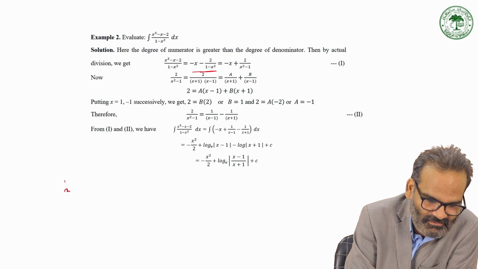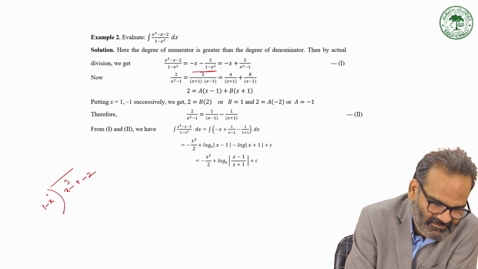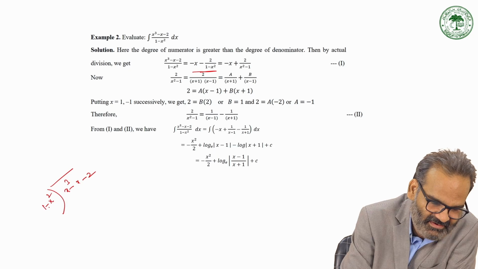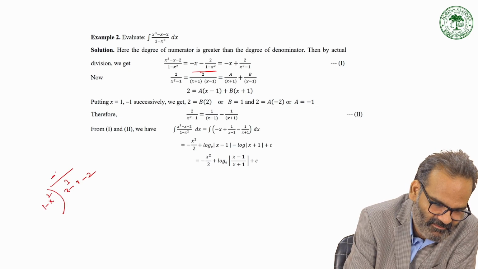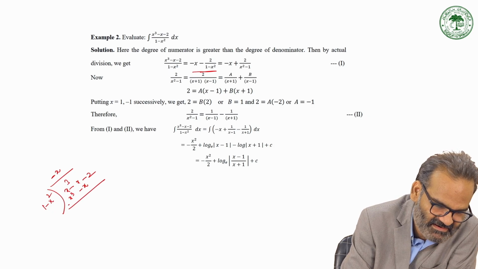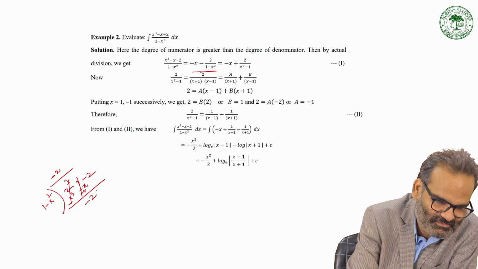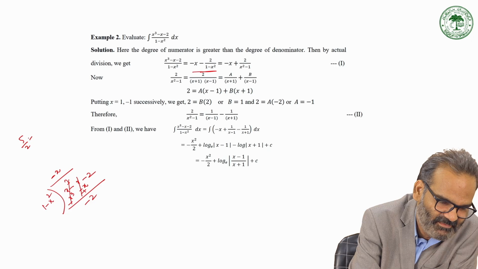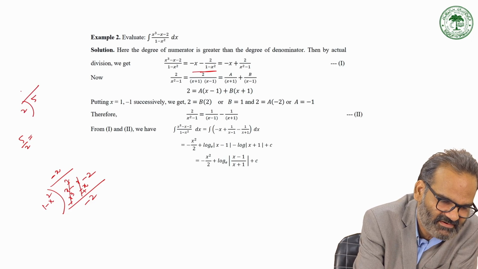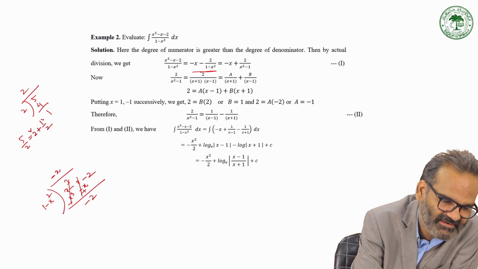See, x cube minus x minus 2, if you divide it by 1 minus x square, what should be the quotient? The quotient should be minus x. x into minus x is minus x square, and x into minus x square is x cube, right? Change the sign, this cancels, and what is left? Minus 2. You know what happens if 5 is divided by 2: the remainder is 1. So this can be written as 2 plus 1 upon 2, meaning quotient plus remainder upon divisor.